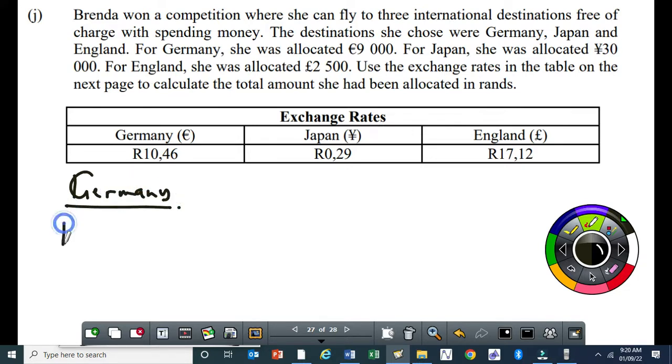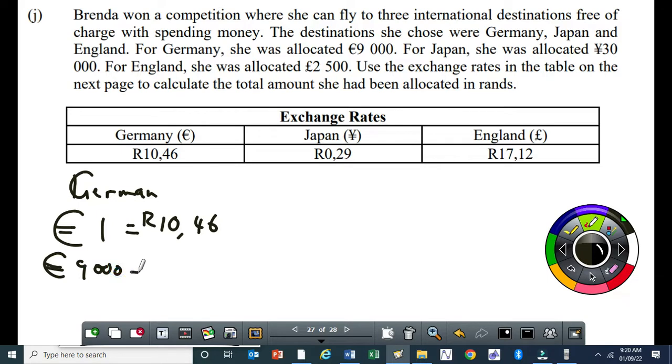So 1 euro is equivalent to 10 rand and 46 cents. So if you are given 9,000 euros, how many rands are you going to get? So x there is going to be, remember, this x must be more than 10 rand and 46 cents. So it will be 9,000 divided by 1 and what? 10,46.